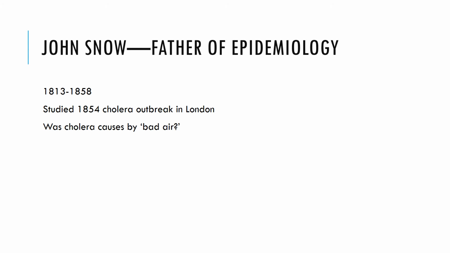Epidemiology, this field really developed out of outbreaks. John Snow lived between 1813 and 1858, and he is famous for studying the outbreak of cholera that occurred in 1854 in London. And up until this point, it was thought that cholera was caused by bad air, and that's really the extent of the understanding that people had about this very deadly disease.